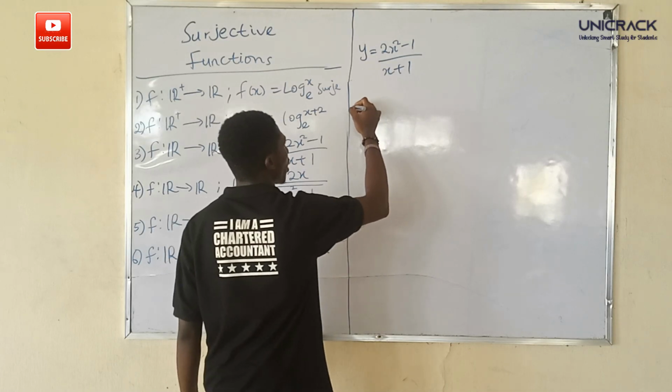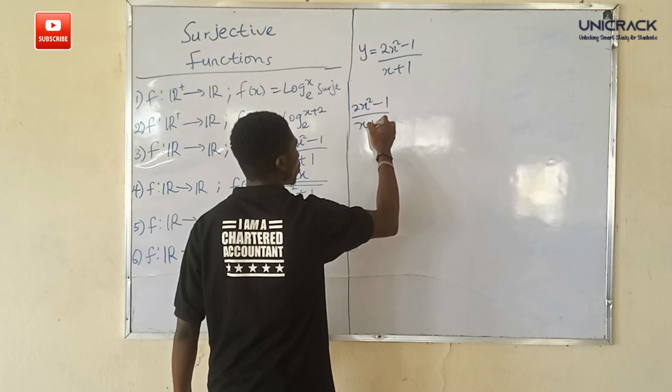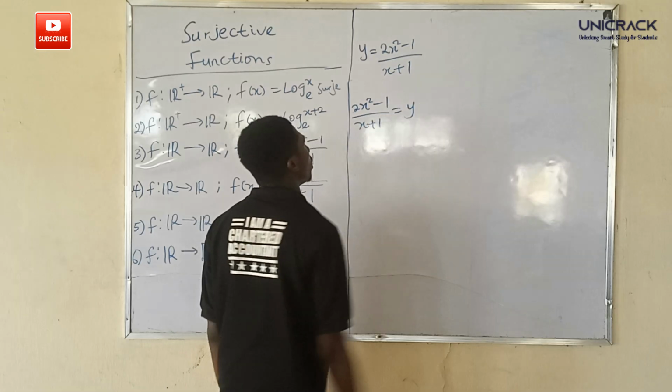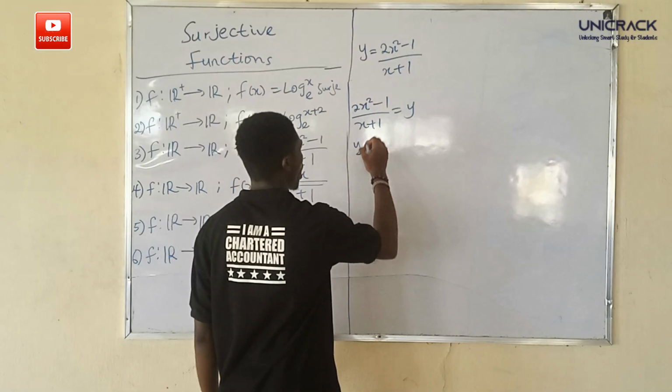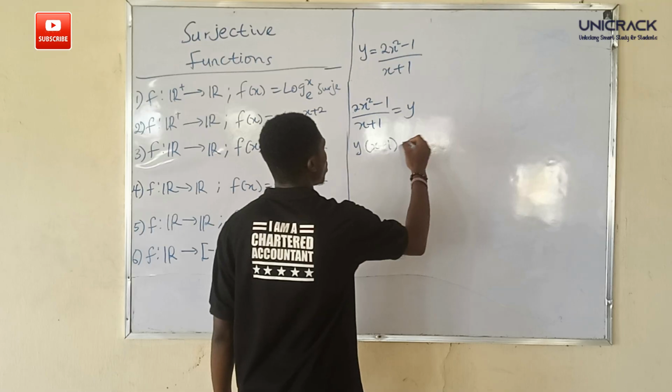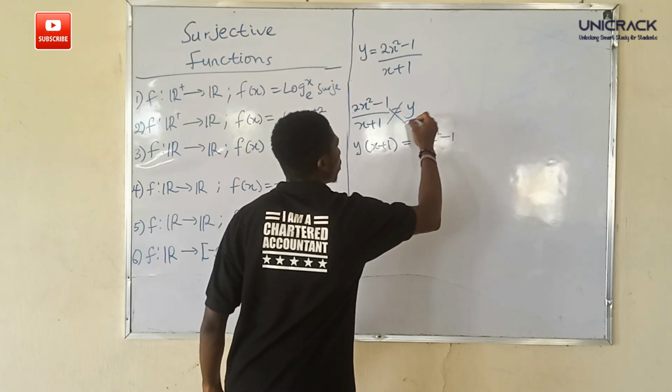So we'd have 2x squared minus 1 divided by x plus 1 is equal to y. So it's the same thing. There's nothing changing here. We can cross multiply. We have y bracket x plus 1 is equal to 2x squared minus 1. So cross multiplying.